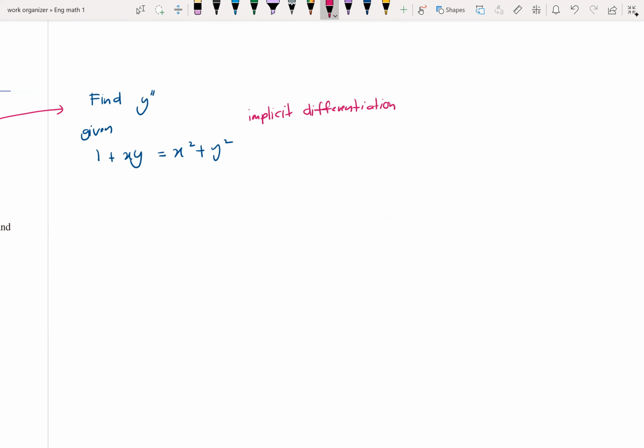Because it is not in the form of y equal to x, it cannot be separated. So what we have to do is differentiate with respect to x, the left hand side and the right hand side.